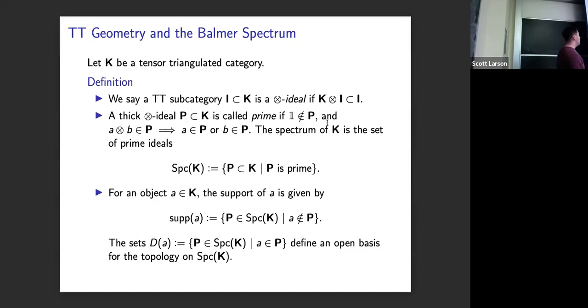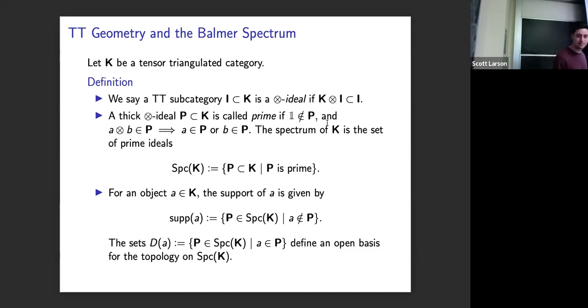And we can use the spectrum, called the Balmer spectrum after Paul Balmer, who first introduced it, to define a support datum on K. Essentially, for an object A in K, the support is going to be those prime ideals for which A is not a member. And then you can consider these distinguished opens, which are the complements of the support of A, to define an open basis for a topology on the Balmer spectrum.